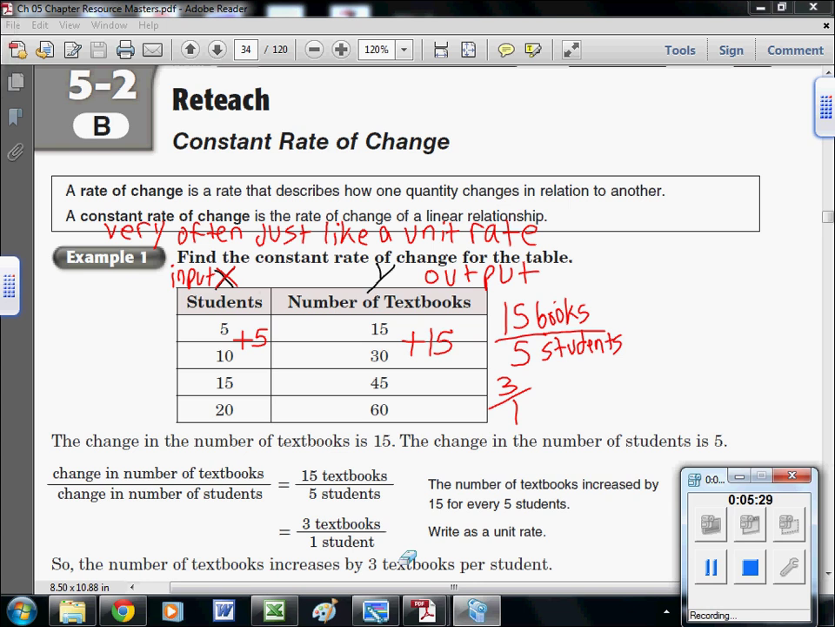We generally want to know the change in the output per the change in the input. So change in the output per change in the input. And go ahead and simplify it. We like to see them simplified. So that's an example of finding a constant rate of change. Even though technically this was the constant rate of change, it wasn't the fully simplified version where we said 3 textbooks per 1 student, or 3 textbooks for every 1 student. So that's how much textbooks increase by 3 for every 1 student that goes up.